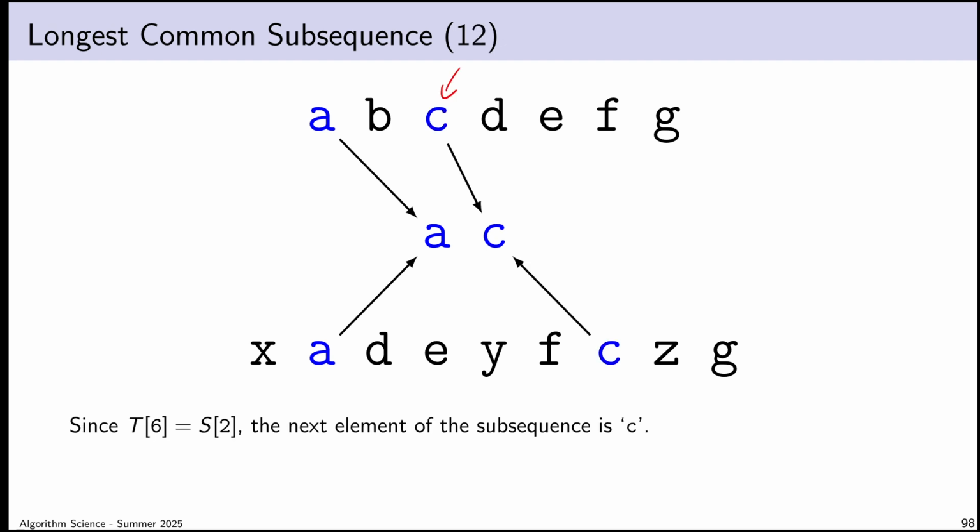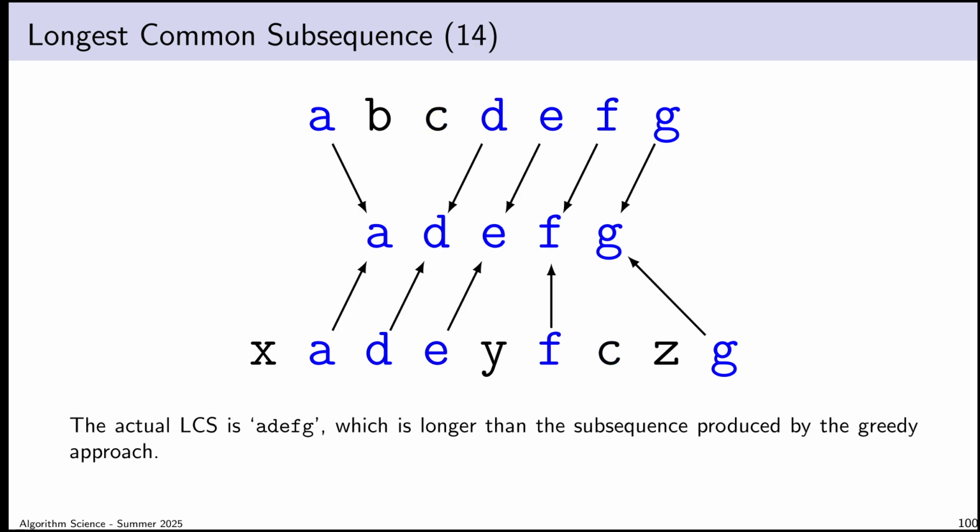I try and find C, and because C is in both sequences, I do bring it in. So I greedily try and include as many characters as I possibly can. If a character is suitable, I always bring it in. And then I bring in G. And the subsequence that I produce is ACG of length 3. But the longest common subsequence is actually longer than that. It has length 5, ADEFG.